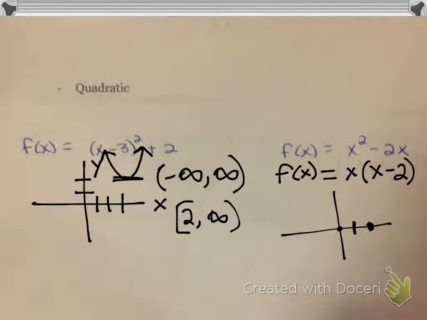So if I go and plug 1 in, I have 1 squared minus 2 times 1, which is 1 minus 2, negative 1, and it opens up. Again, my domain is negative infinity to infinity, and my range will be greater than the vertex. The y value of the vertex is negative 1, so I will go negative 1 to infinity.